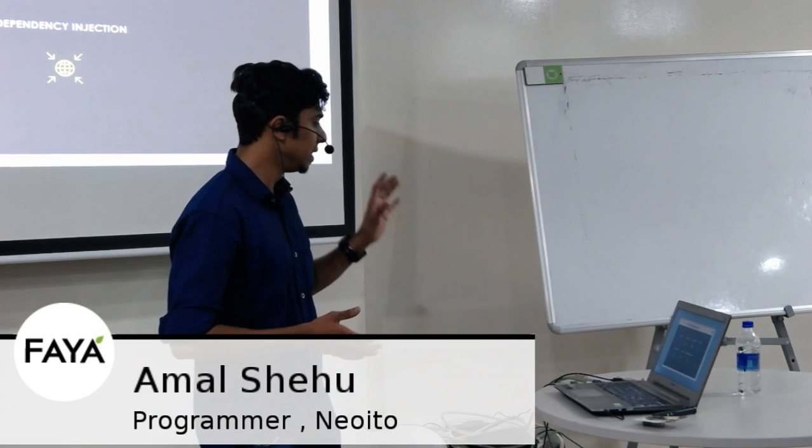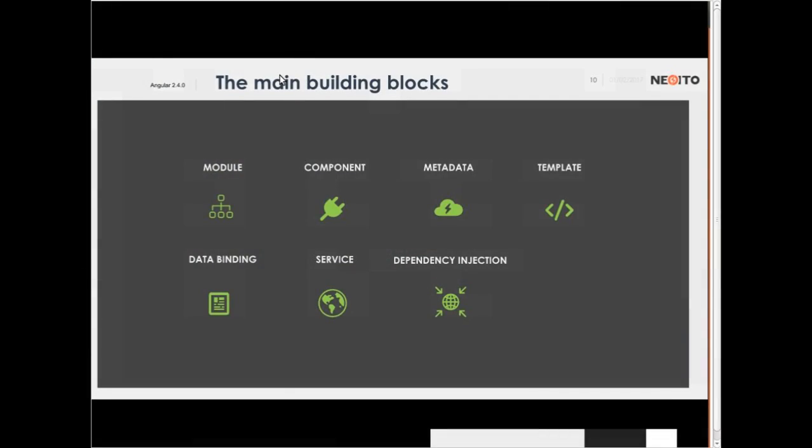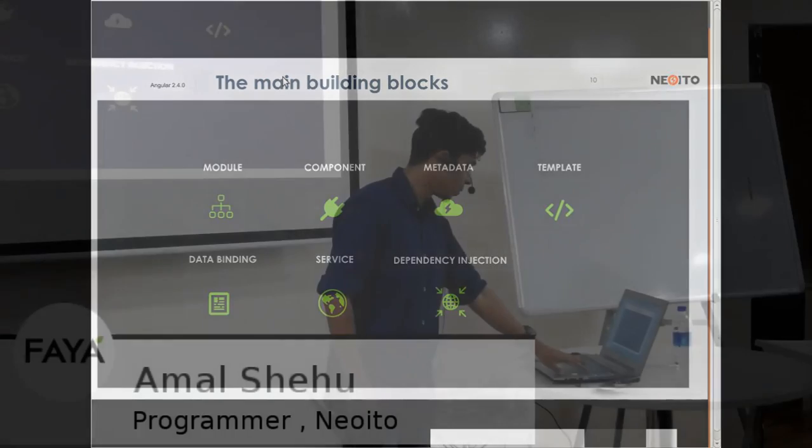So these are the main building blocks of Angular 2. If you understand all these concepts, you can easily learn and build Angular 2 applications. The first thing is module, then component, metadata, template, data binding, service, dependency injection. Okay, let's go to module.